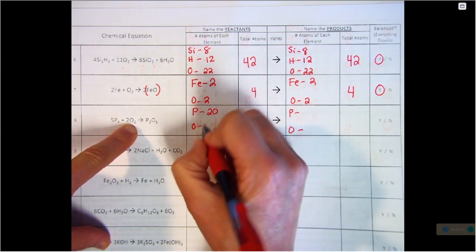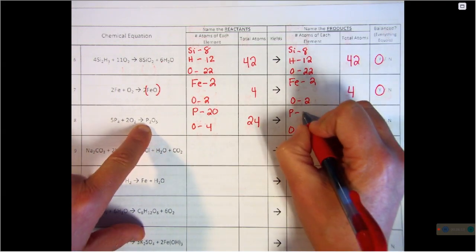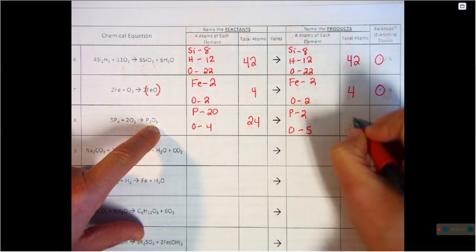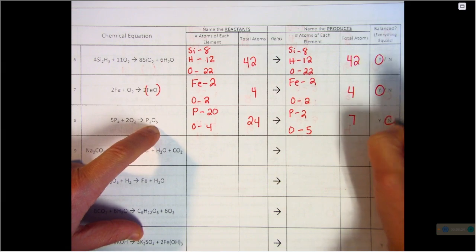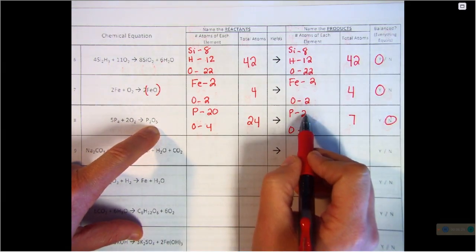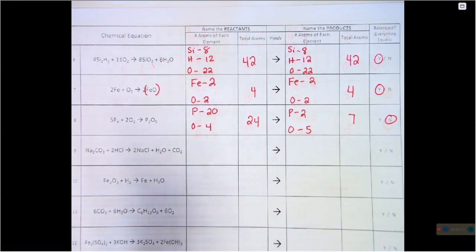And then 2 times 2 is 4. I have 24 total atoms. Over here I have 2 phosphorus and 5 oxygen. That is only a total of 7. That is not balanced. I have one more oxygen over here and way less, 18 less phosphorus. I would need to go back and add coefficients to balance that equation.